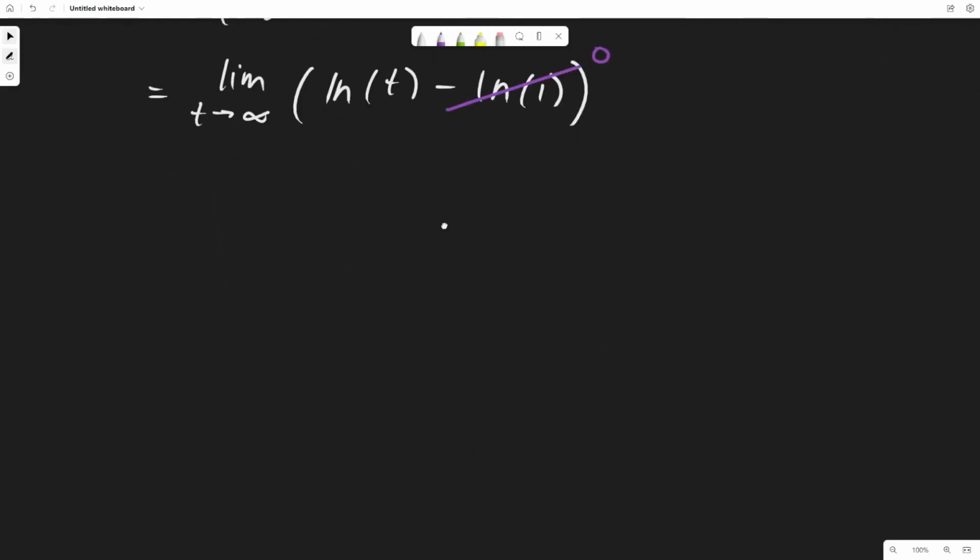So we substitute the value of infinity. The limit of ln t as t approaches infinity is equivalent to infinity. We know that the ln of infinity is infinity. Therefore, since we got infinity as our answer, the integral that we have is divergent.